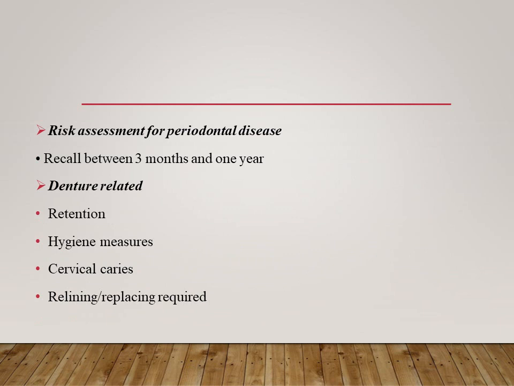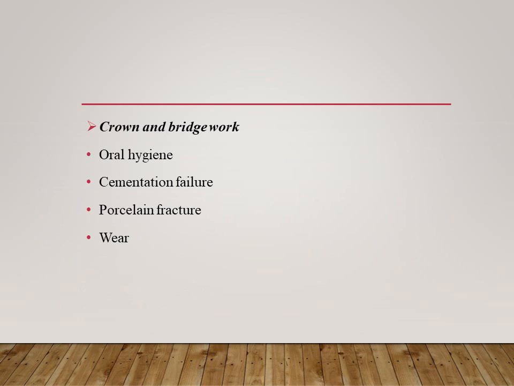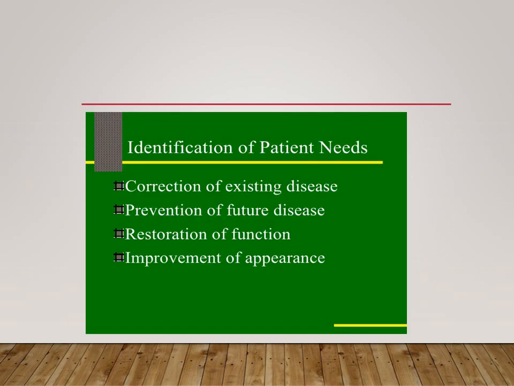Now this is what I told you before also regarding the recall. So it's between 3 months, and in some places they say it's 1 year, but we all prefer it if the patient comes to us biannually. Easier to keep track of the patients. And yeah, so coming to how you're assessing the crown and bridge work, you have to check for the oral hygiene status of the patient. You have to check for the cementation, whether it's heading into failure, whether the prosthesis is mobile, whether the porcelain has chipped off, or whether there is general wear of the prosthesis.